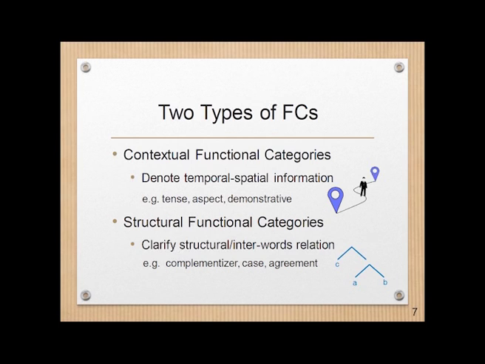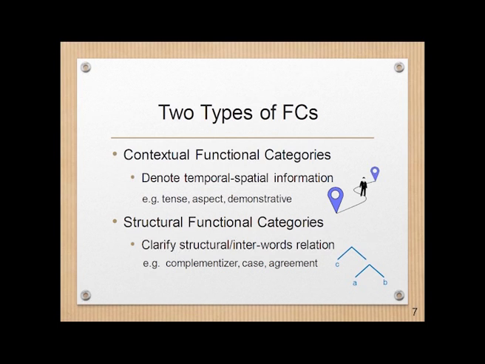Here, I propose that it is important to notice that there are two types of functional categories. The first type is elements that denote the temporal spatial information and clarify the context and interpretation of propositions. This temporal spatial information includes not only physical distance, but also more abstract concepts such as the speaker's mental position to propositions. And I call this type of functional categories contextual functional categories.